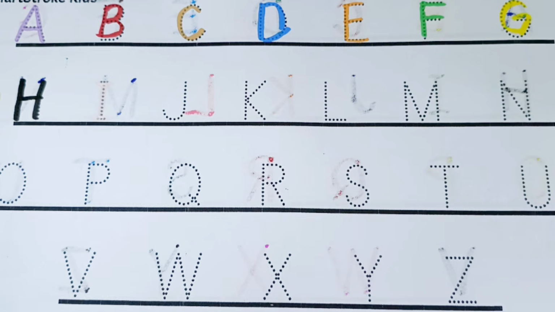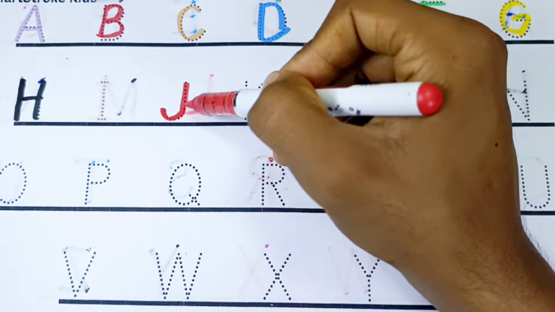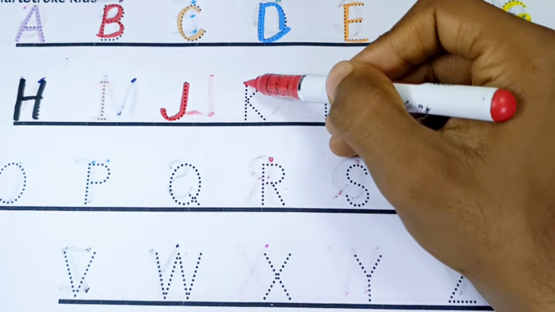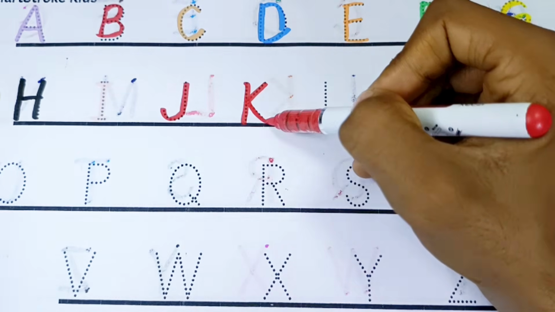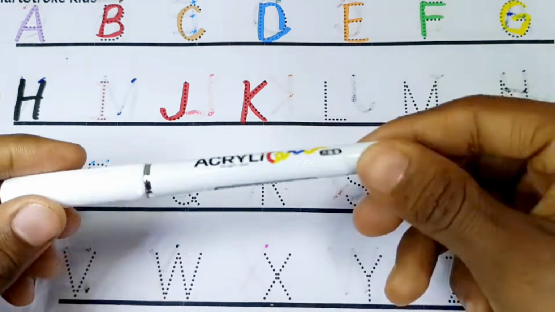I for ice cream. Kids, now you draw J and use red color. J for joker. K for king. Kids, now you draw L and use purple color.